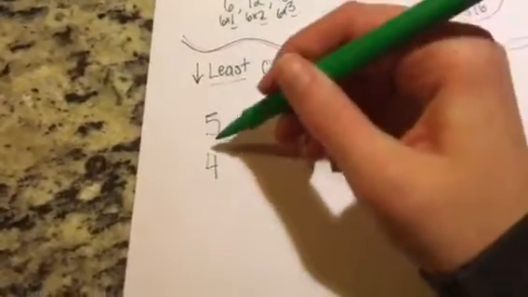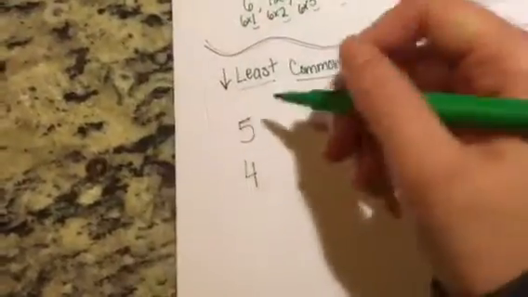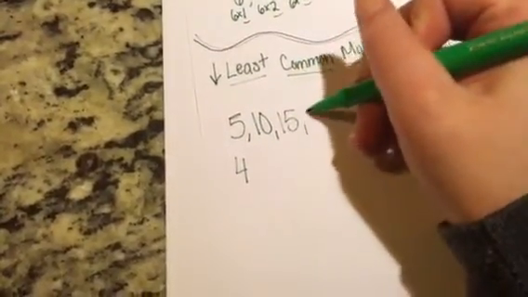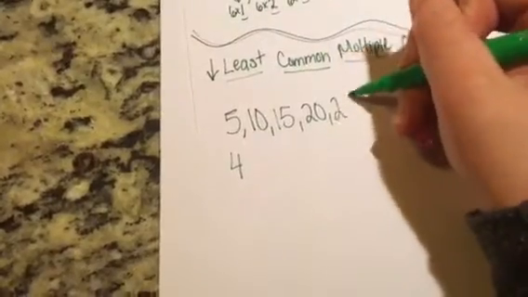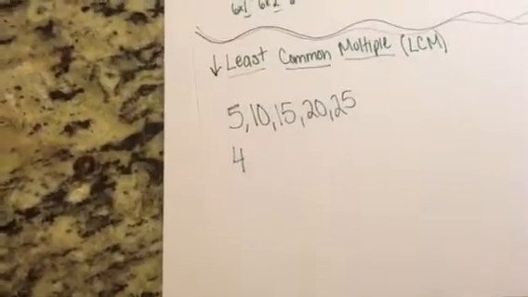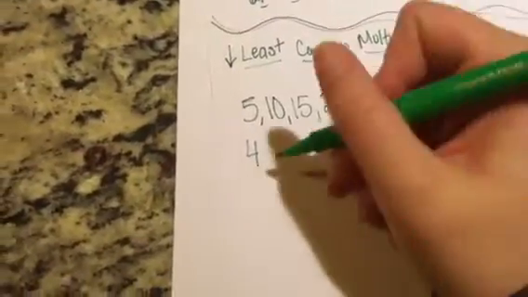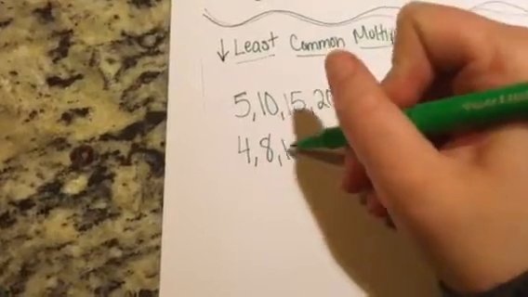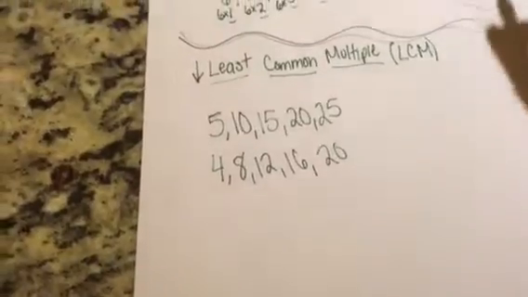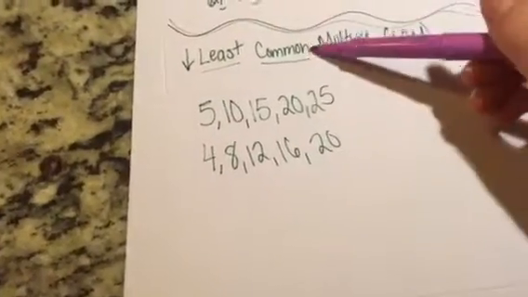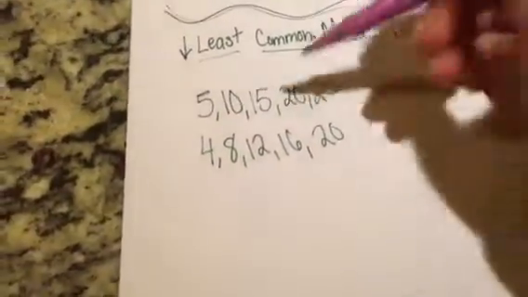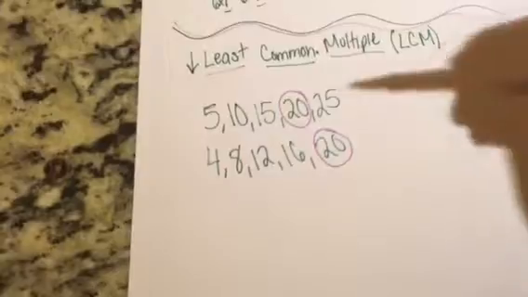So I'm going to first just start with the multiples of 5. So I go 5, 10, 15, 20, 25. I like to list out at least 5 or so, and if I need to list more, I can. And then I start with 4, and I go 4, 8, 12, 16, 20. Ding, ding, ding, ding, ding. We have a winner. Do you see one that's in common? In this line and this line, I see one that repeats. The 20 is in common.